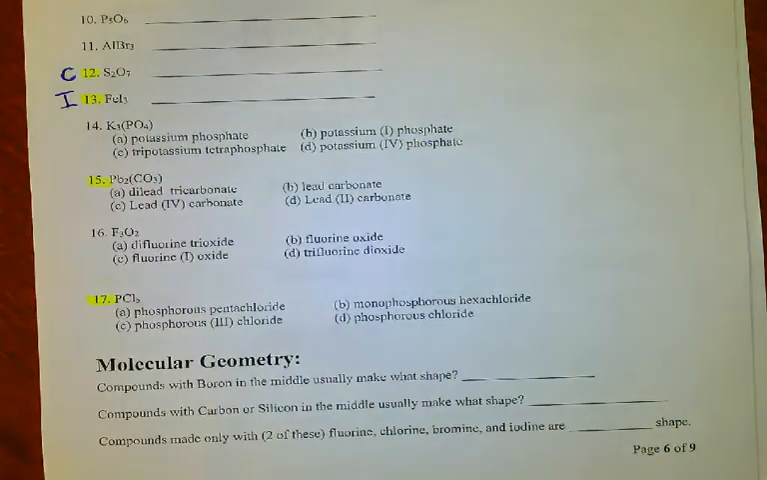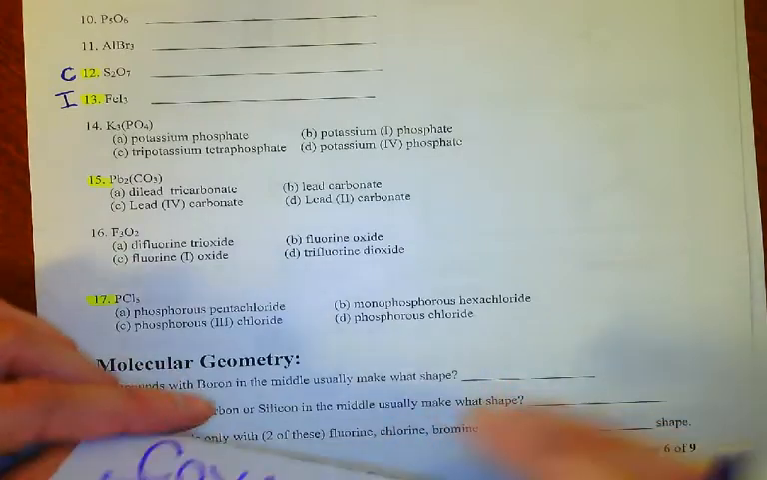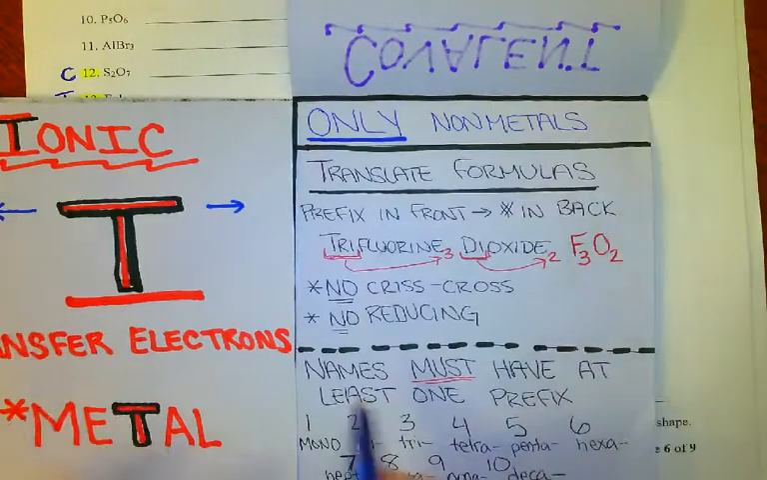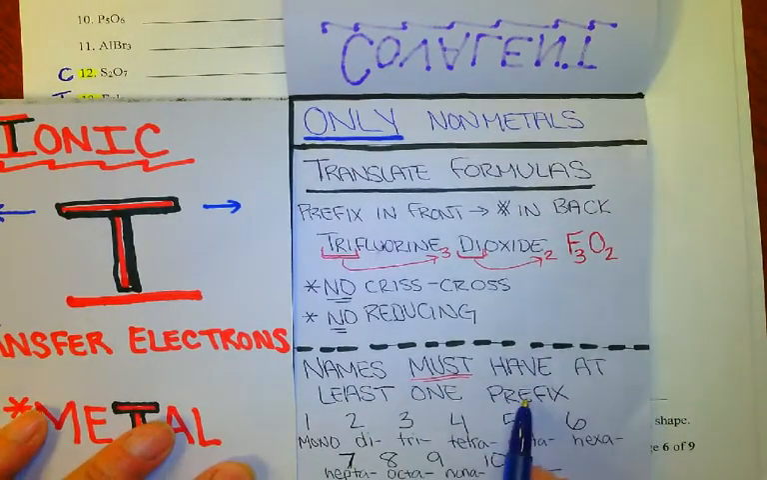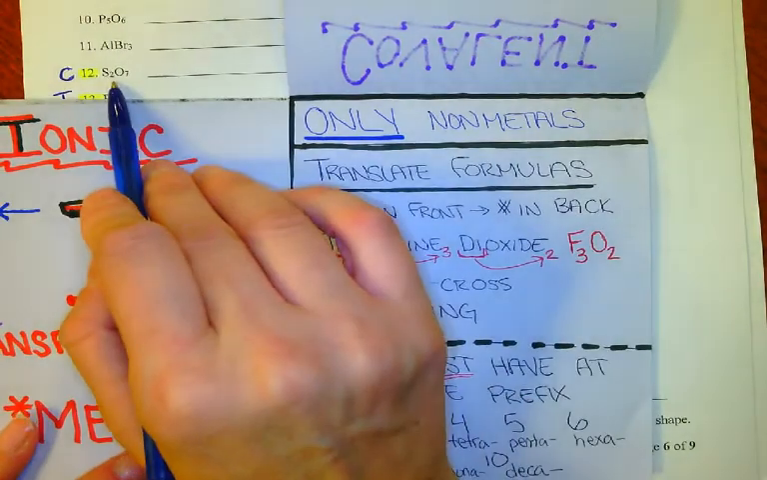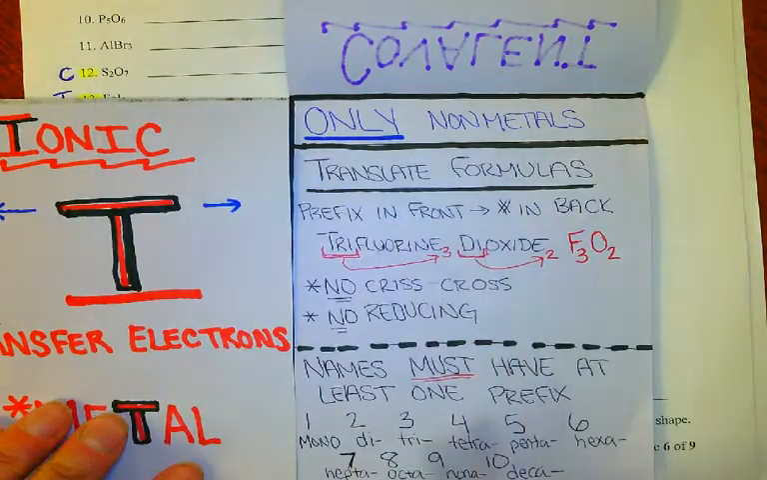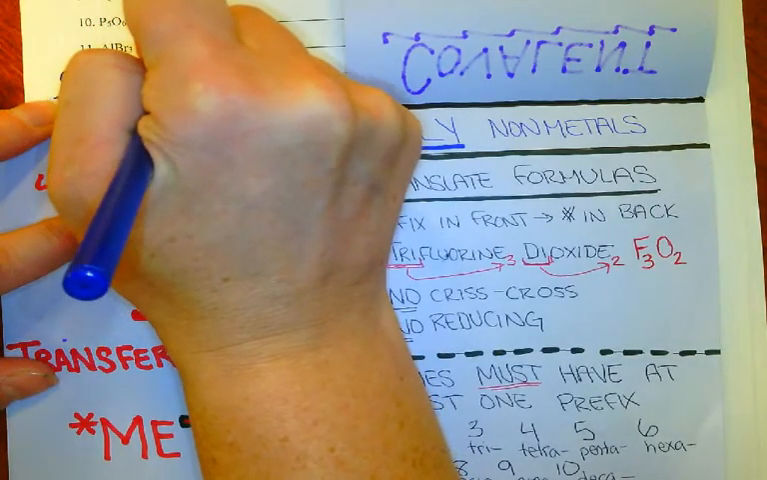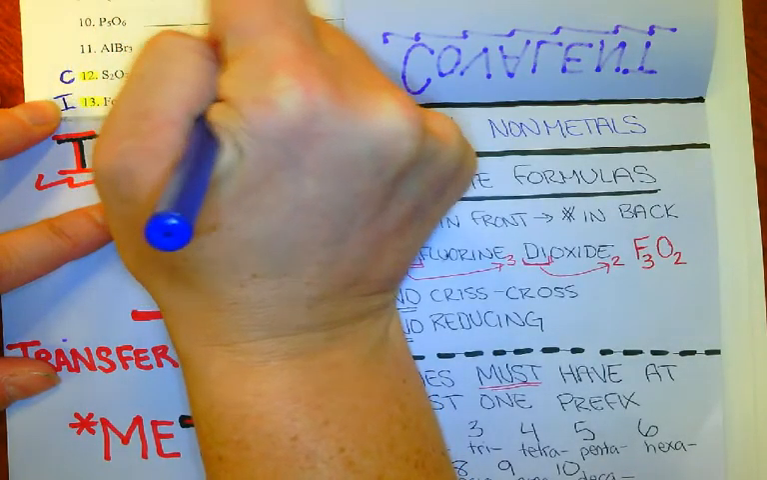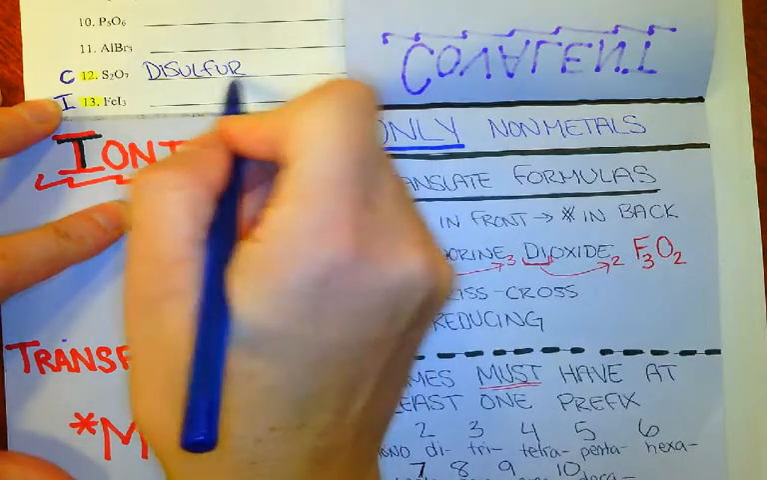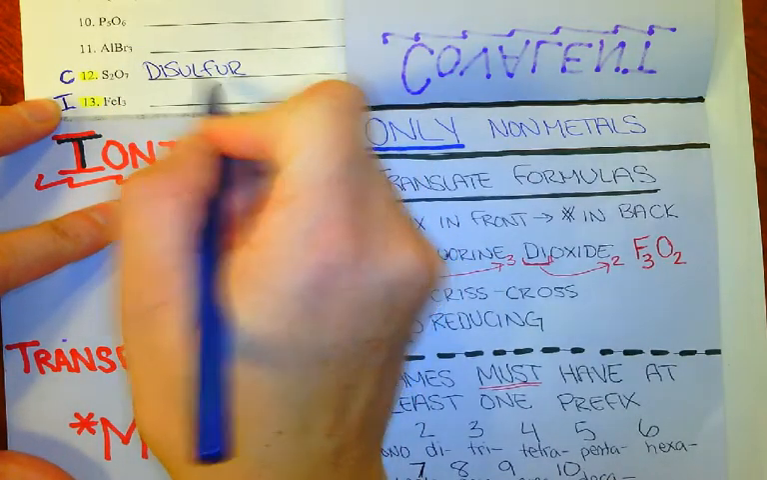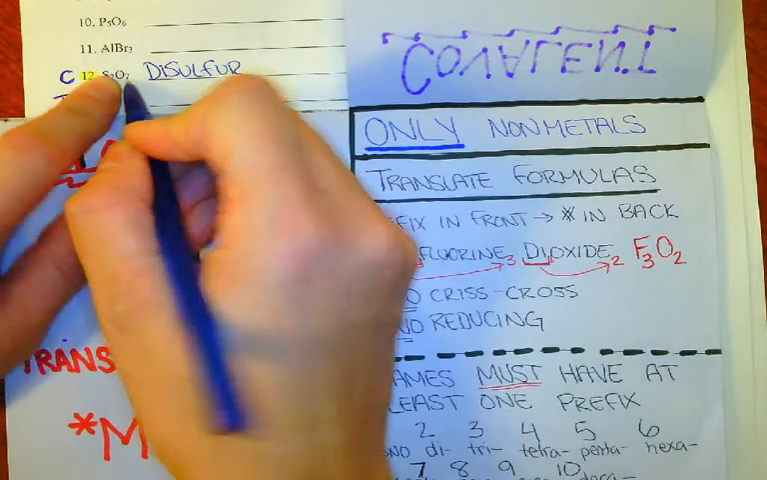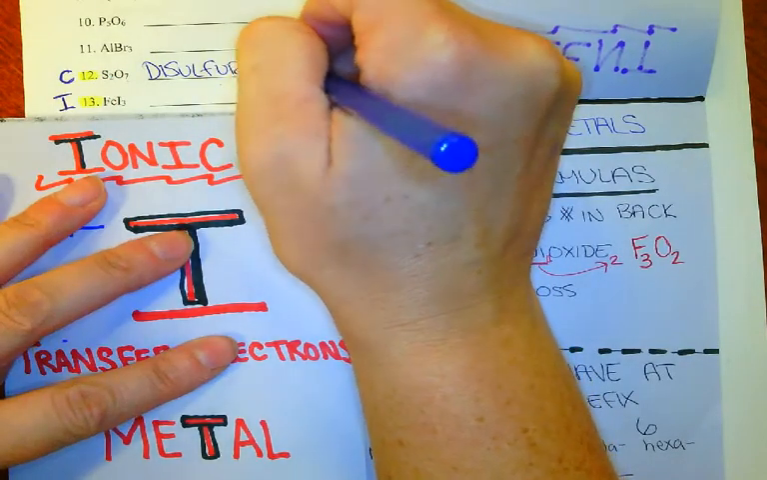Alright, so now that I know which are which, I can look at naming. Covalent naming: names must have at least 1 prefix. So S2, the 2 behind, becomes a di in front. So disulfur. Remember, I don't change the "ide" in the middle of the name. Disulfur. And then O7, 7 is hepta. So heptaoxide.